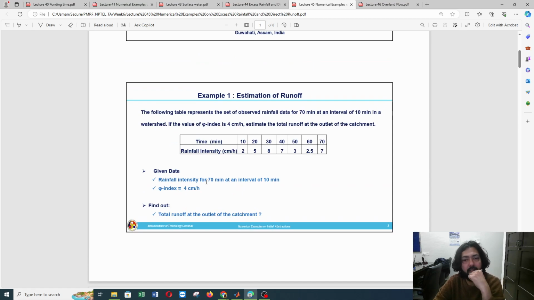Here they are asking us to estimate the runoff at the outlet of the catchment, like what amount of runoff is going to be there at the outlet of the catchment if we know the value of time period and rainfall intensity, right? They are saying the following table represents the set of observed rainfall data for 70 minutes at an interval of 10 minutes in a watershed, if the value of phi index is 4 centimeter per hour. They are asking us to estimate the total runoff at the outlet of the catchment.